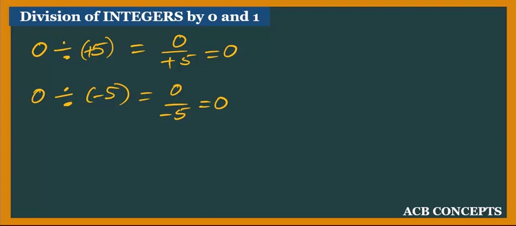What do we mean by this division? Here 0 is the dividend and plus 5 is the divisor, and we have to find the quotient. How much is that quotient? I am taking 0. 0 into plus 5 is equal to 0. So the quotient is 0.